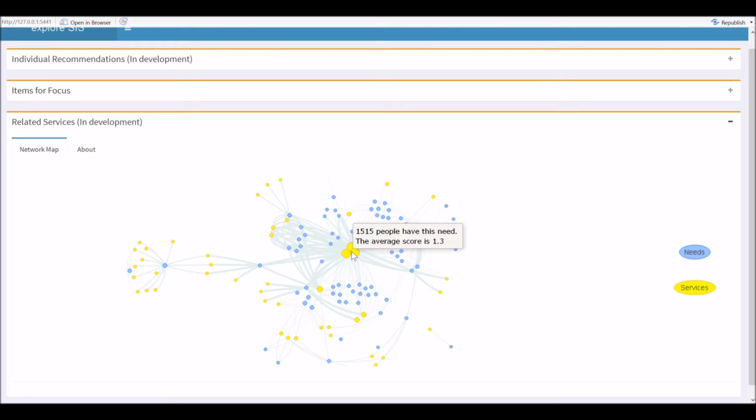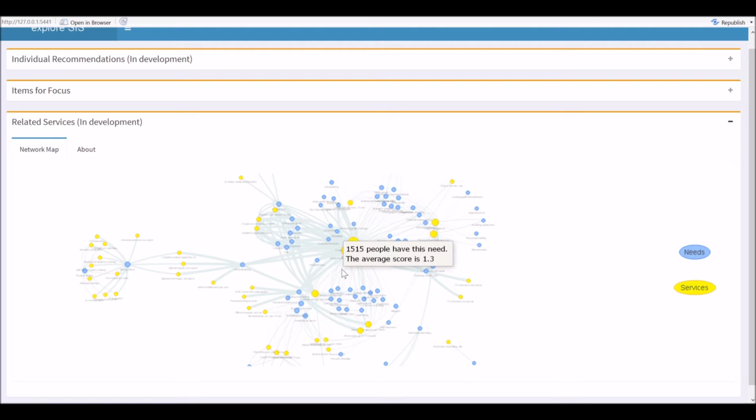It's called a network map. And a lot of times these are used to look at relationships between people who are on social media, the ways that just any type of relationship between any pair of individuals or any pair of things, the way that those relationships happen in a larger network of relationships. So here we're looking at the network of relationships between needs, which are the blue nodes, and services, which are the yellow nodes.